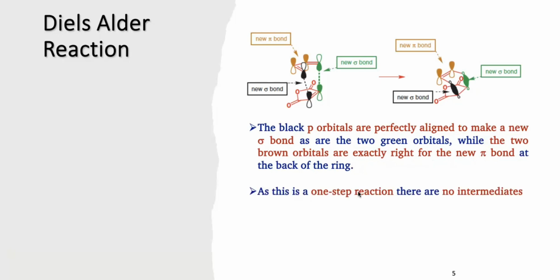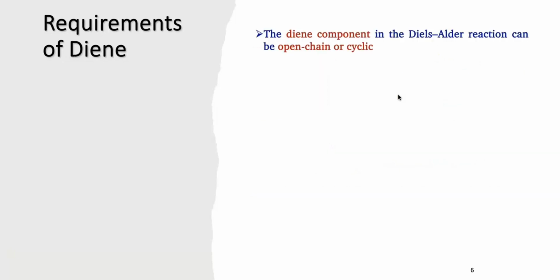As this is a one-step reaction, there are no intermediates. The 2 reagents undergo overlap of the orbitals and that results in the formation of the product in a single step in a concerted manner. There are no intermediates present in the reaction. It goes through a 6-membered transition state which is identical to that of benzene.